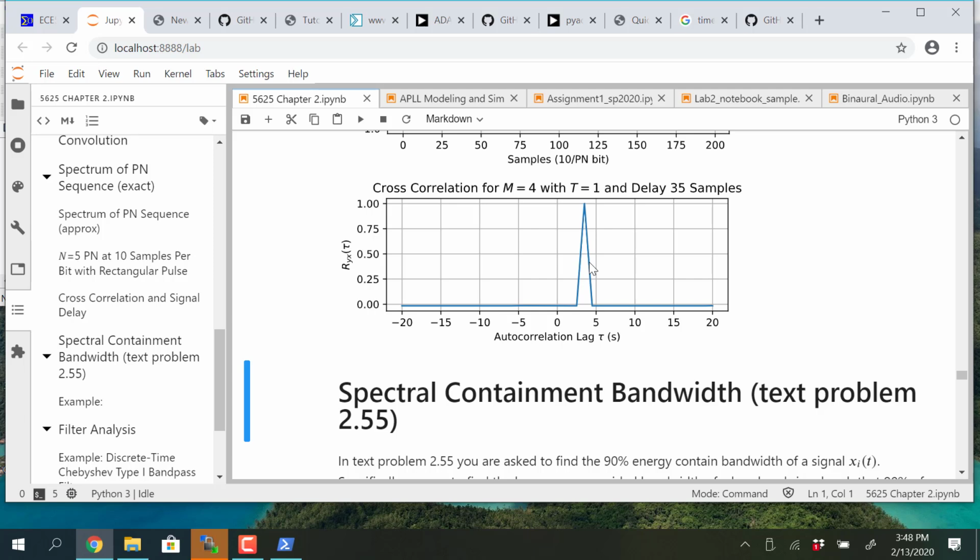Our ears don't do that though, right? At least I don't do well at that. When you have a lot of echo, your brain gets confused.